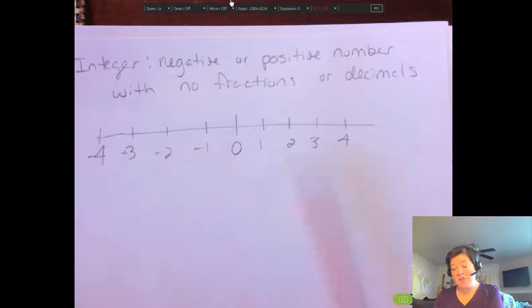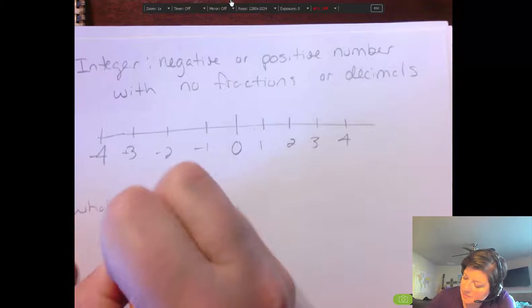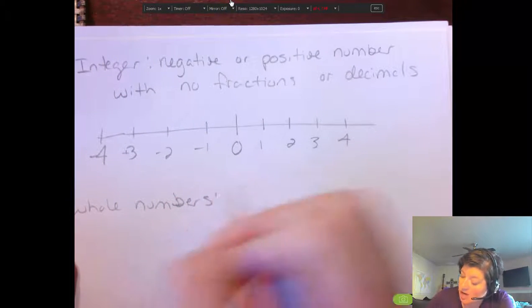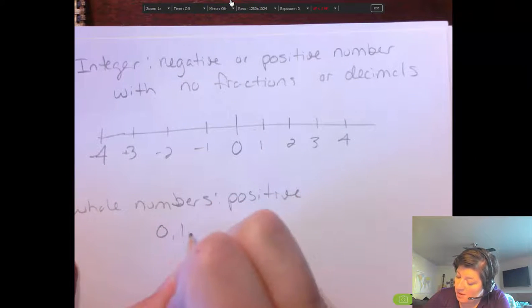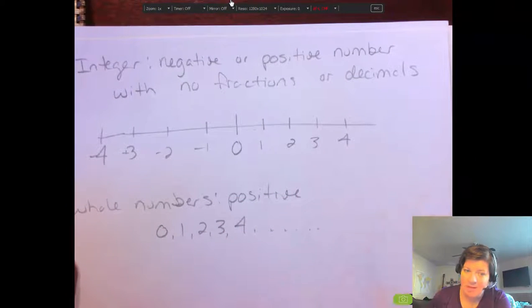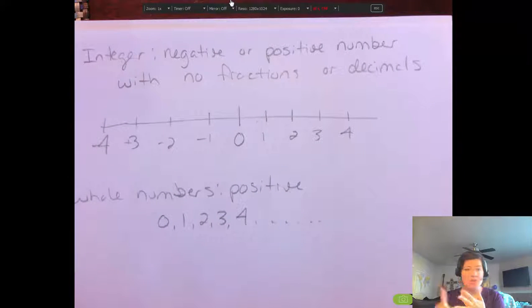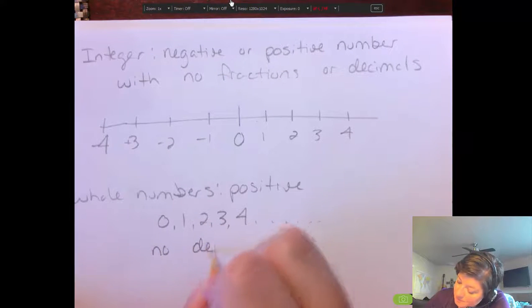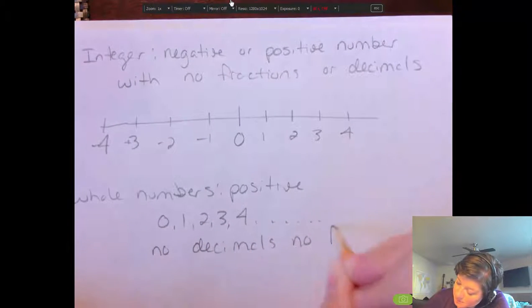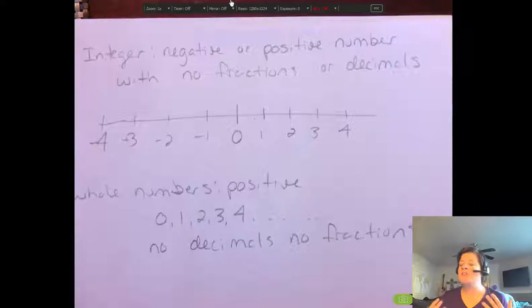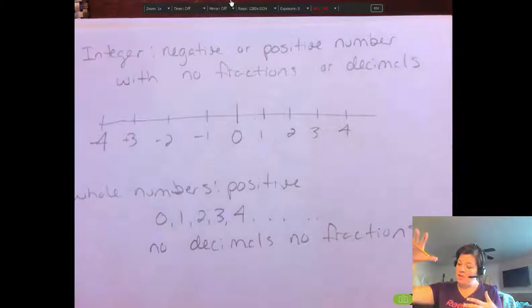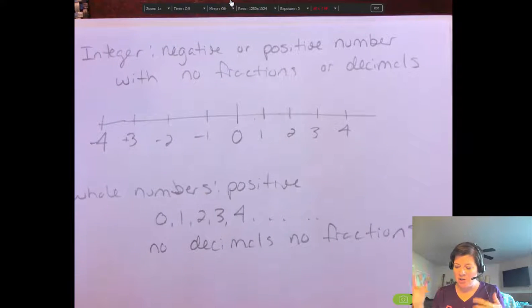So for integers, there's no fractions or decimals. We're just right on those whole numbers. Okay? And whole numbers are just the positive. So we're going to go from 0, so 0, 1, 2, 3, 4, and keep going. Whole numbers are positive, no decimals, no fractions. We love working in the world of these two types of numbers, right? No fractions, please, Miss Mackenzie. Okay, so we have no fractions or decimals with integers or whole numbers.